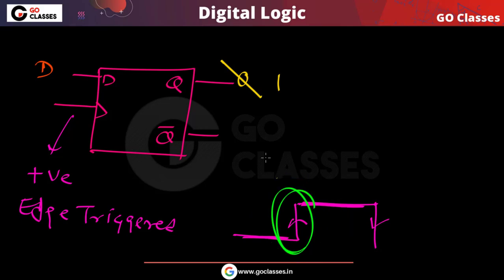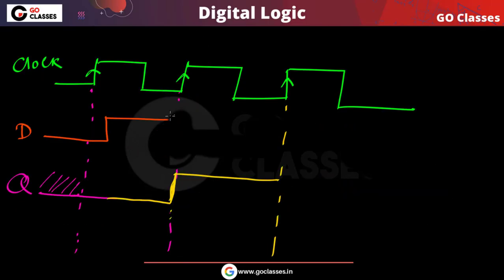When the next rising edge comes, I want my output to change from 0 to 1. So what do I need to do? I need to apply the input D equal to 1. At the input, I need to apply 1. Now, when should I apply 1? This is the question I want to ask: when should I apply this input 1?